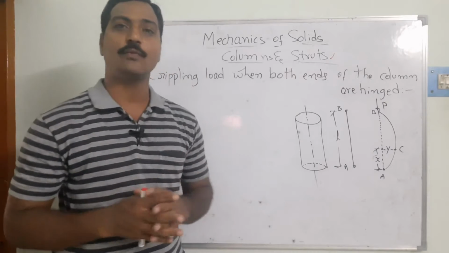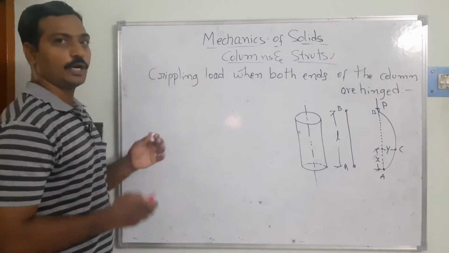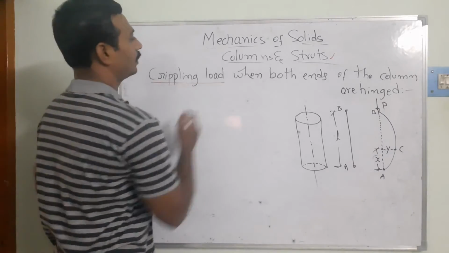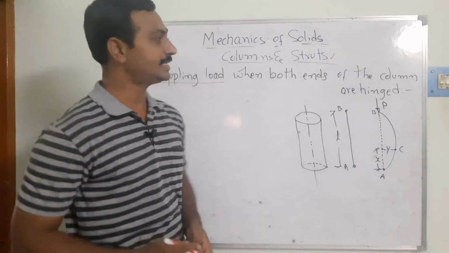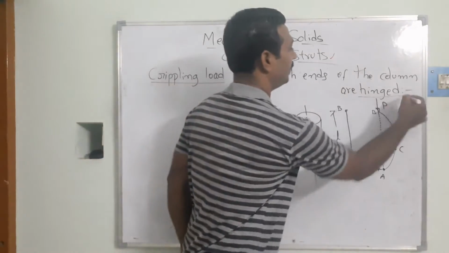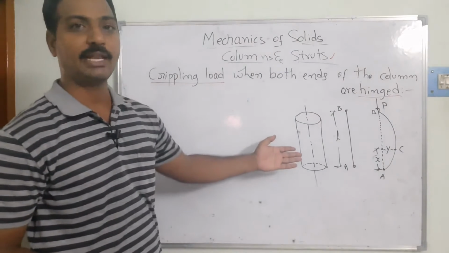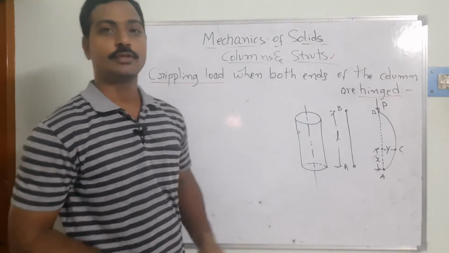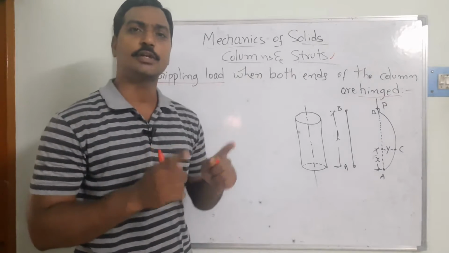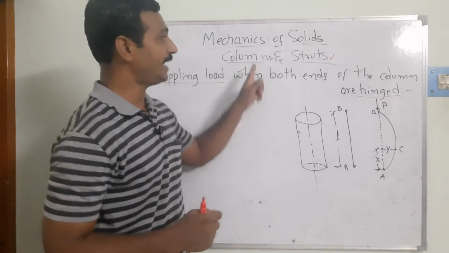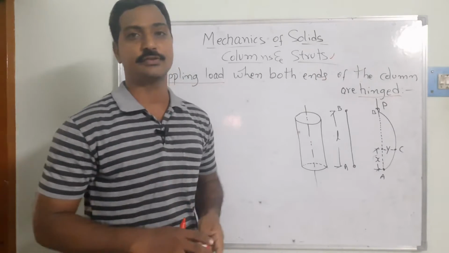So what exactly are we going to learn in this video lecture? There we can see the crippling load that we need to determine. So the crippling load when both ends of the column are hinged. In this case, both ends are hinged. For this one, I have taken a graphical image, the pictorial view. We already said that either column or struts are both subjected to compressive loads. In one case it is a vertical axis, in another case it may be inclined also.